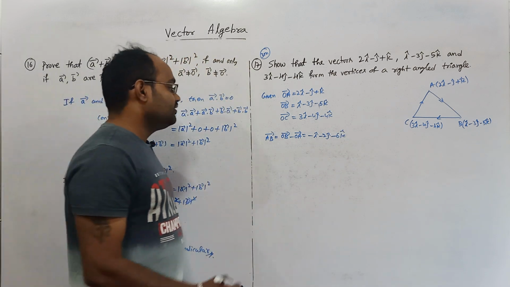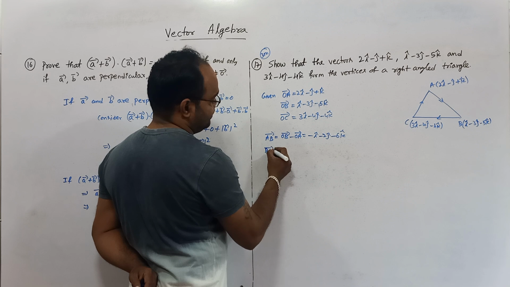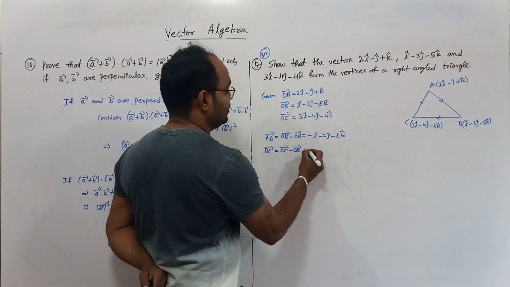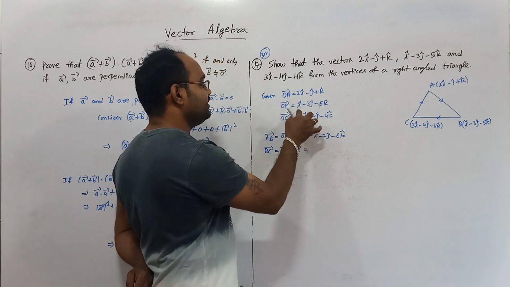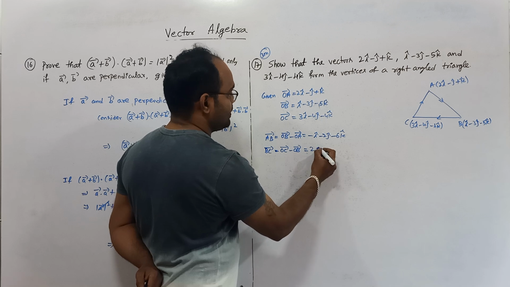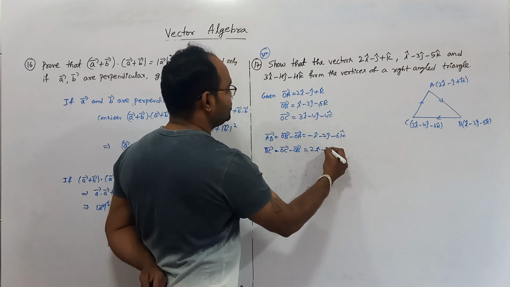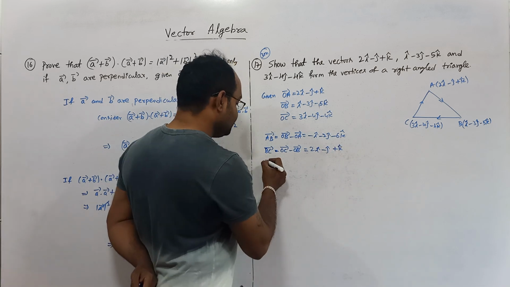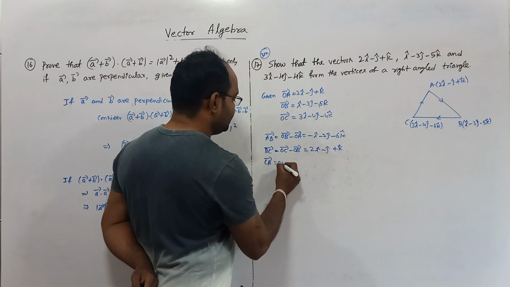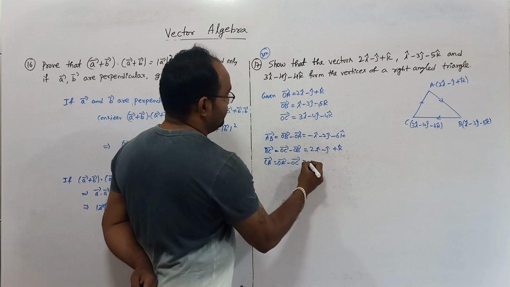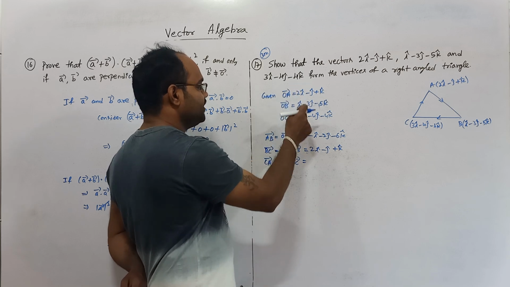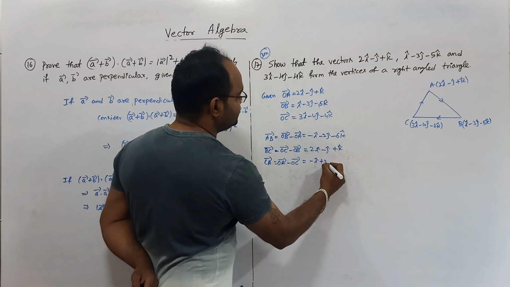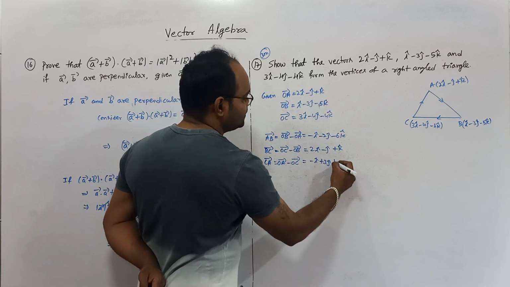This is vector AB. Then vector BC. Vector BC is OC minus OB. OC minus OB is this minus this: 3 minus 1 is 2i, minus 4 plus 3 is minus j, minus 4 plus 5 is plus k hat. In the same way, vector CA is OA minus OC. This minus this: 2 minus 3 is minus i hat, minus 1 plus 4 is plus 3j hat, 1 plus 4 is 5k hat.